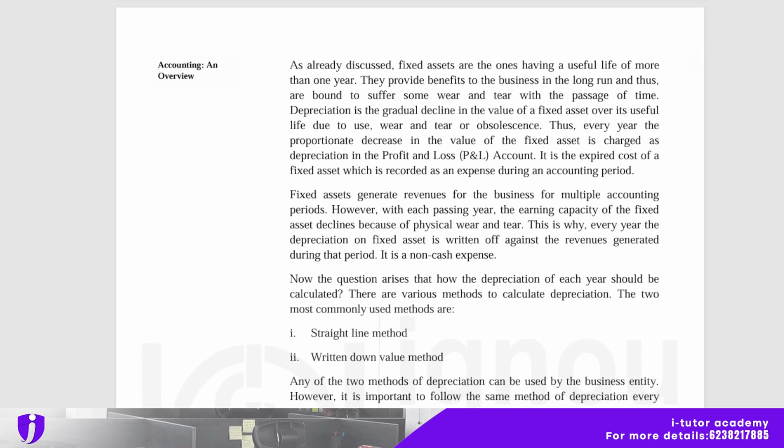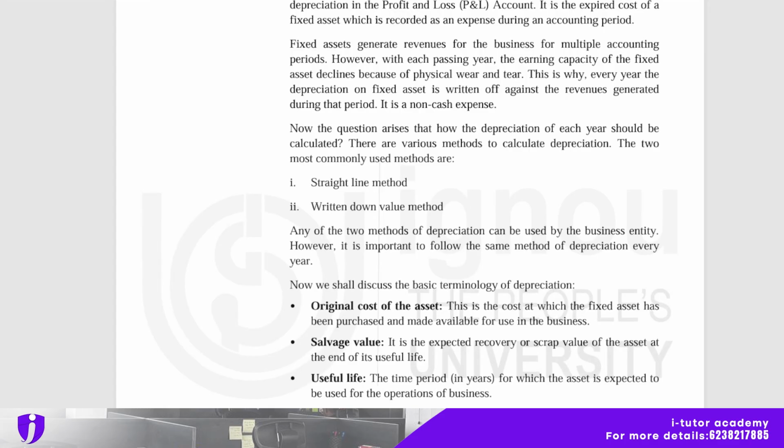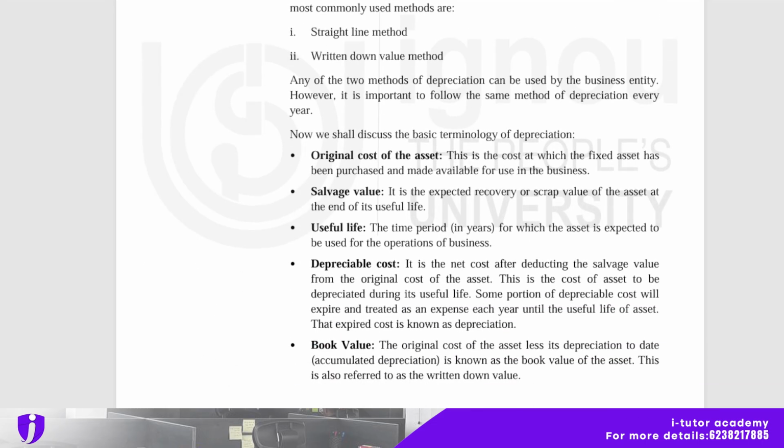Depreciation is the gradual decline in the value of a fixed asset over its useful life due to use, wear and tear or obsolescence. There are various methods of calculating depreciation, such as the straight line method and the written down value method. Now we shall discuss the basic terminology of depreciation.